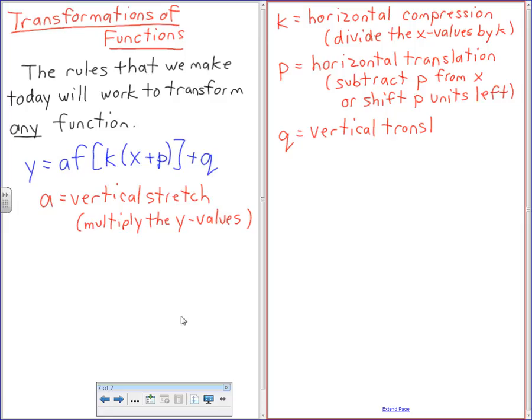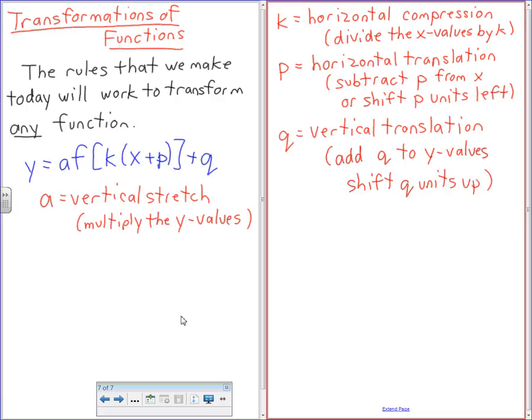The way, if you think of it like vertex form, if you have x minus 3, it means your vertex is really 3, right? That makes a difference. So vertical translation, add Q to Y values, or shift Q units.